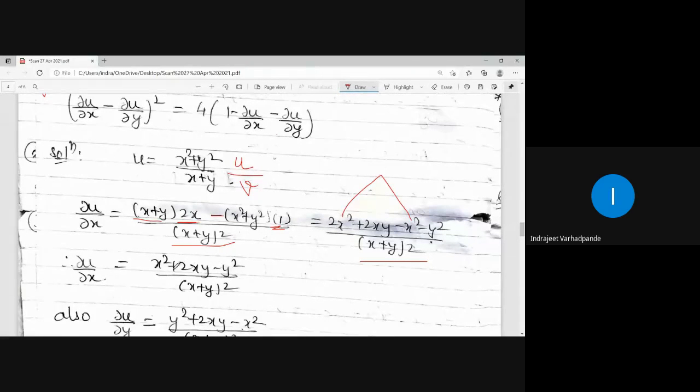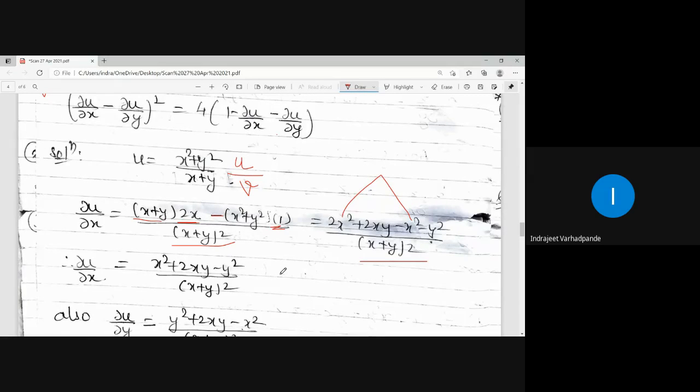Can it be reduced to a certain whole square term? Yes, sir, as (x minus y) whole square. Can x square plus 2xy minus y square be reduced to a certain term? No, sir. Why? Somebody said yes, somebody said no. Sir, there is minus y square.